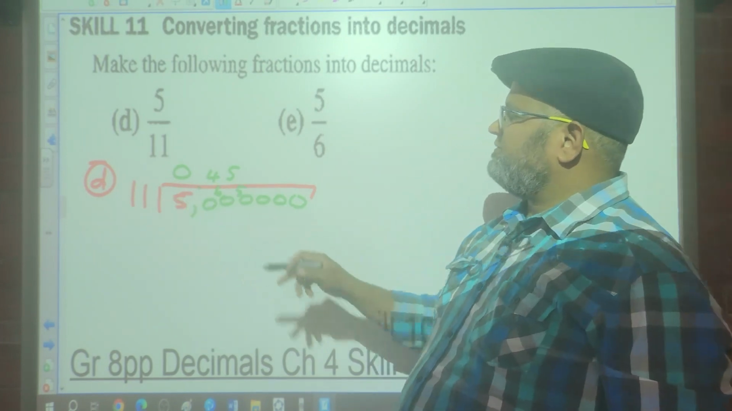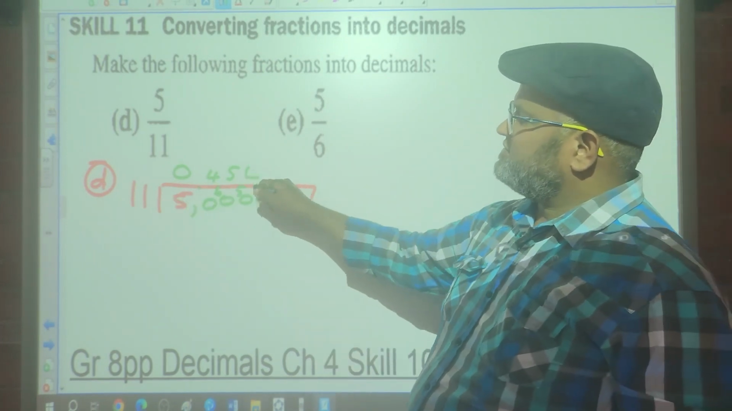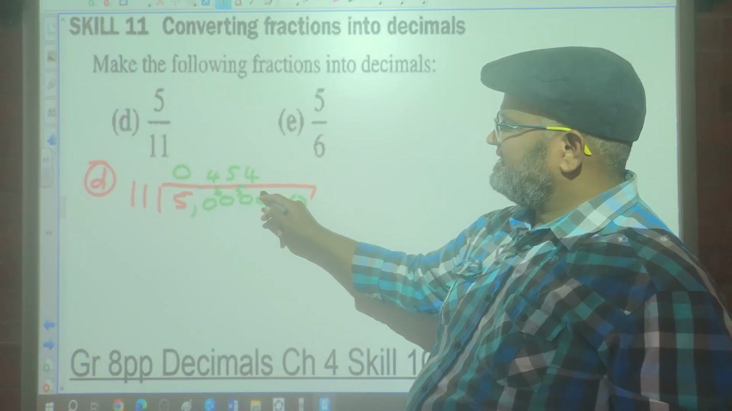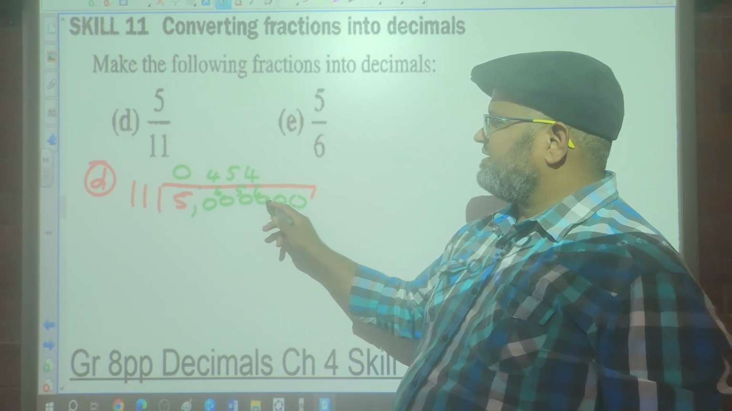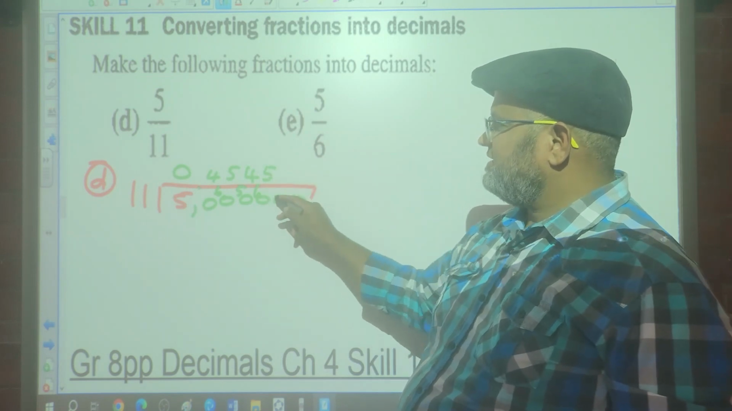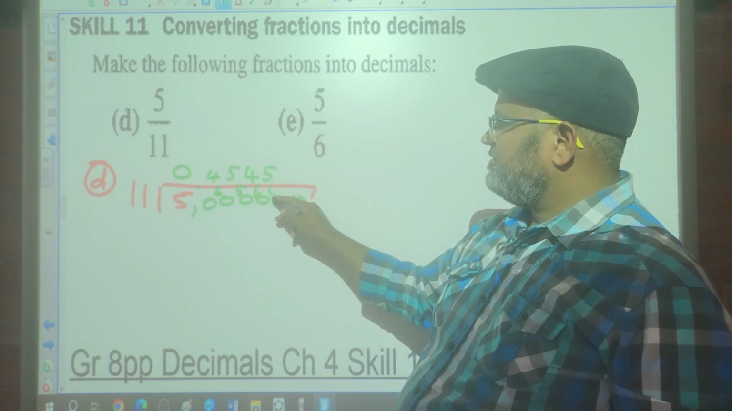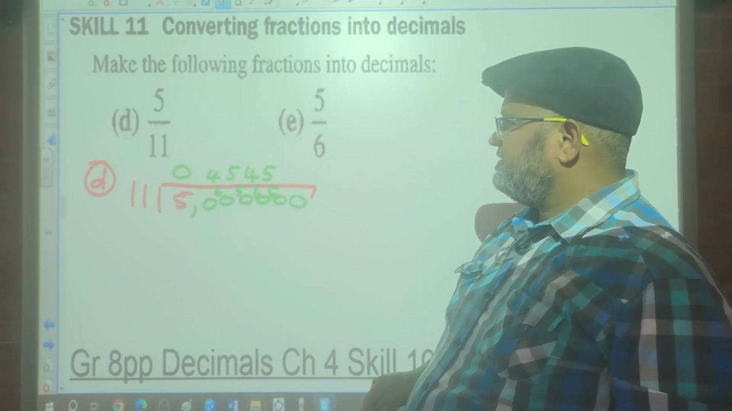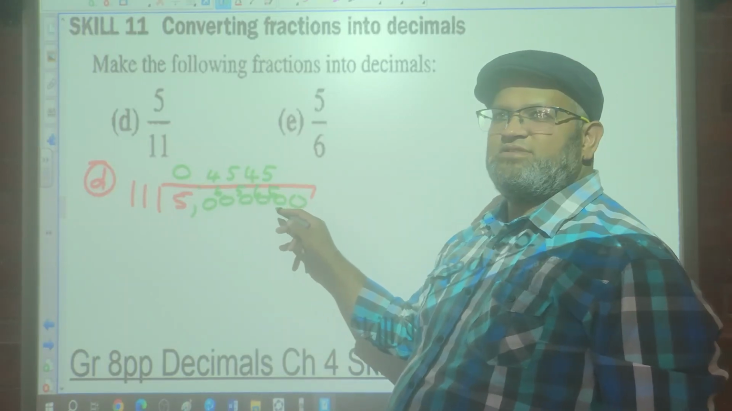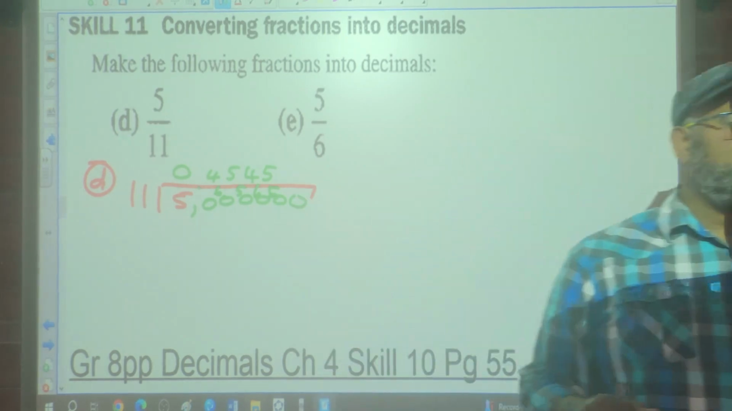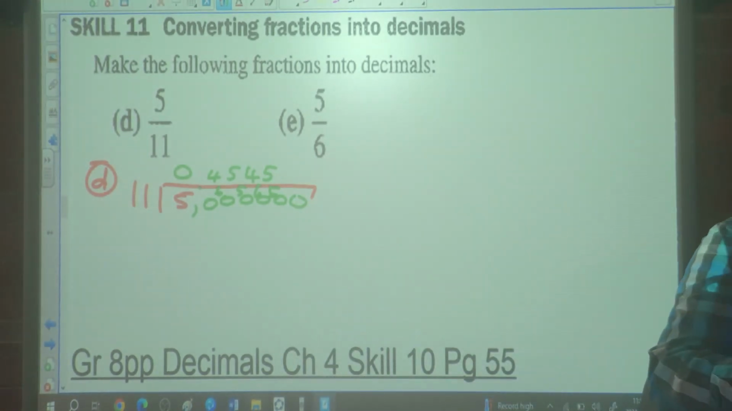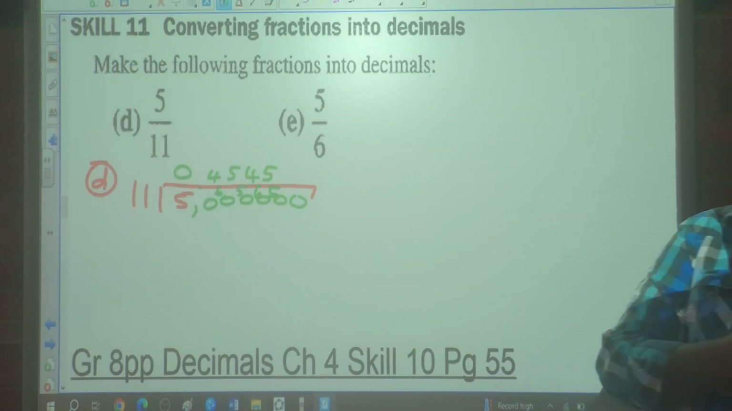How many times does 11 go into 50? 4 times. Remainder? 6. How many times does 11 go into 60? 5. Remainder? 5. How many times does 11 go into 50? 4. Remainder? So what do you notice? It's a pattern. So that is what we call a recurring number.